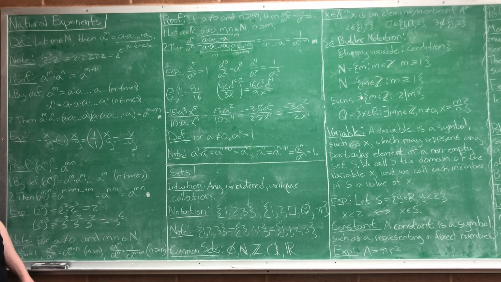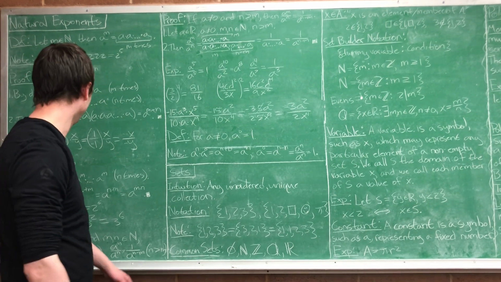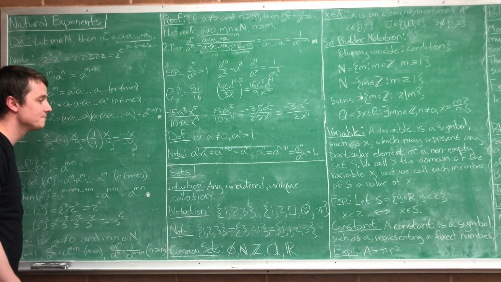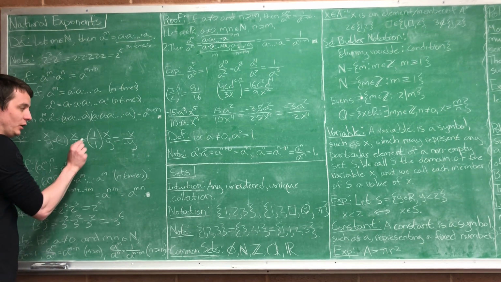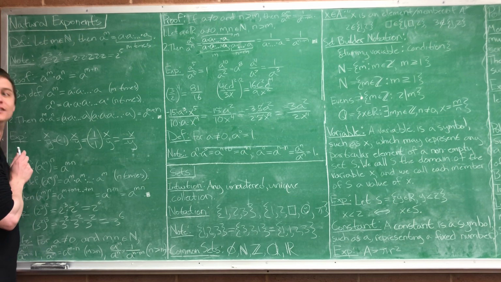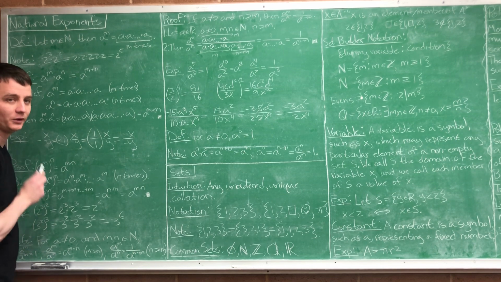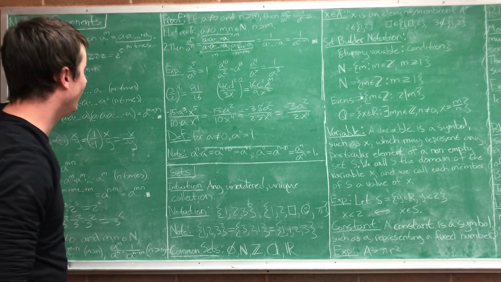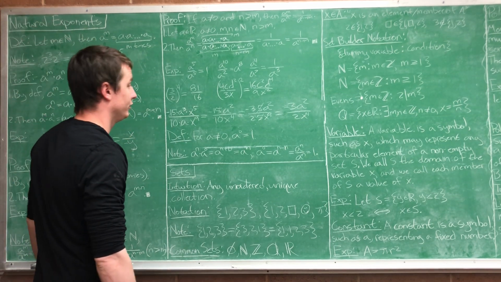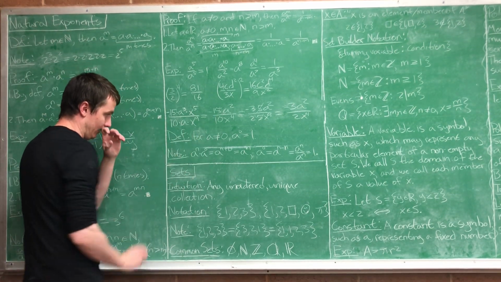Does that make sense? Because negative 1 times what gives us 1? Negative 1. So 1 divided by negative 1 is negative 1. Okay. Anyways, where did we leave off? So we did this example. Okay, so we're right here.